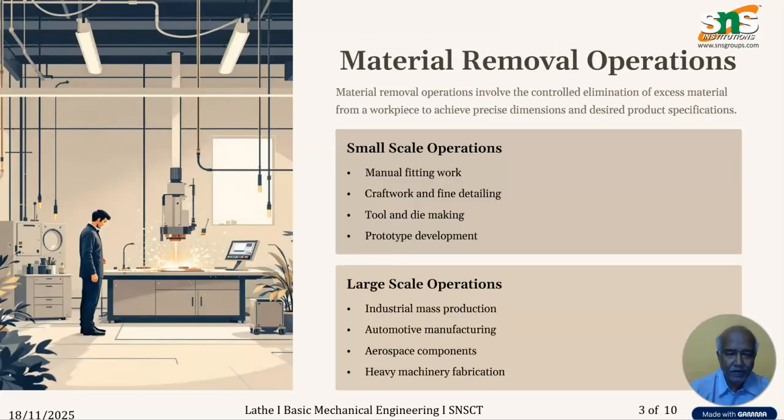In this session, we are going to talk about the material removal operations only. There are two types of material removal operations: small scale and large scale. Small scale includes manual fitting work or craft and fine detailing, tool and die making, and prototype development. Large scale includes industrial mass production, automotive manufacturing, aerospace components, and heavy machinery fabrication.